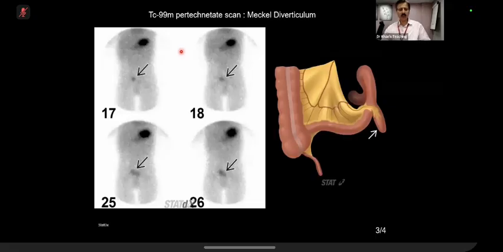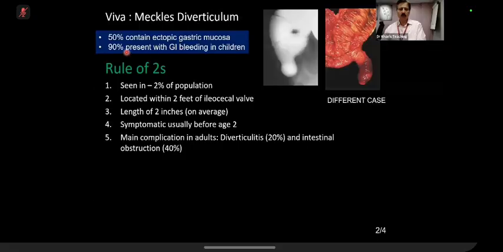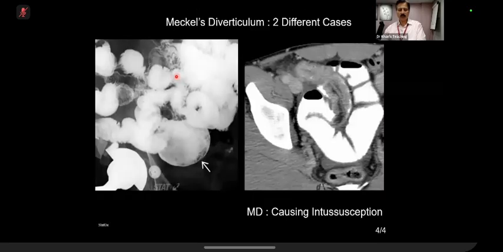A Technetium-99 pertechnetate scan is done, and it will only be positive if gastric mucosa is there. Otherwise, it will not be positive. And how much? 50% have ectopic gastric mucosa, but in symptomatic children, usually 90% of them will have it. Meckel's diverticulum on a barium study, Meckel's diverticulum causing an intussusception.